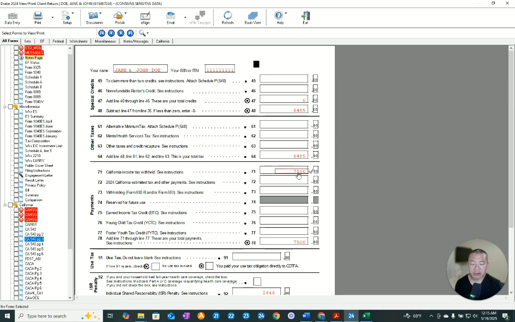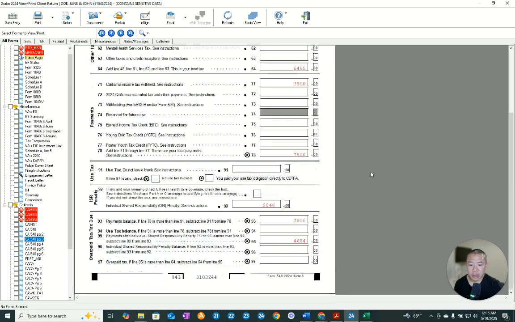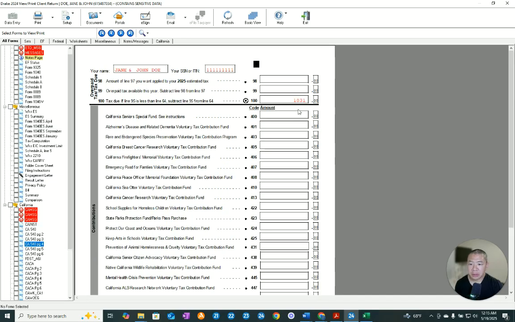We assume $7,500 of California taxes were withheld. This is if you don't have health insurance for the entire year, so this is just a penalty. If they did have health insurance for the entire year, this would just be 0. So assume they don't have health insurance. This is a penalty. Their tax balance, when you add everything up, is that they owe $1,831.